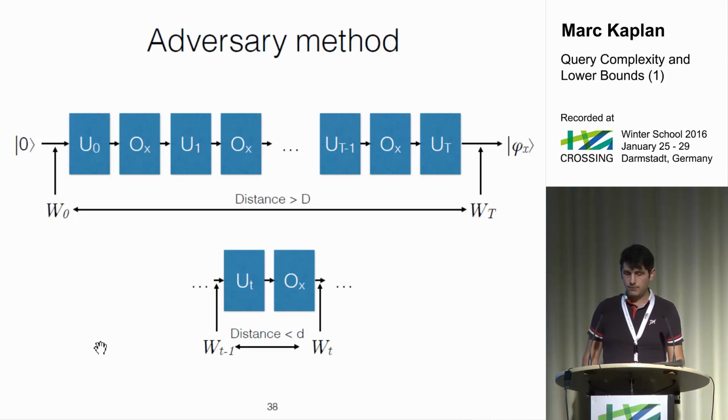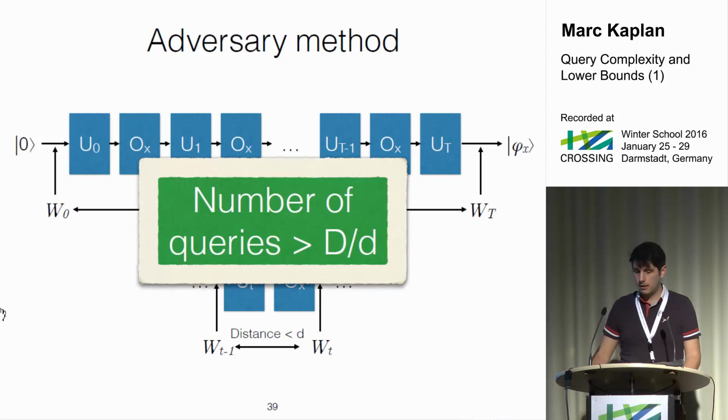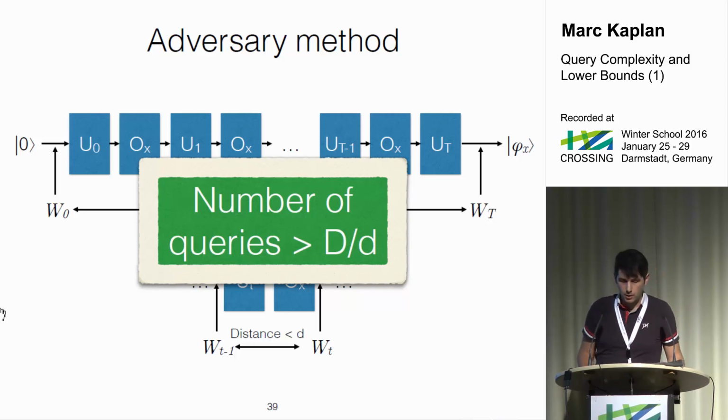On the other hand, if you look at just one step of the algorithm, which consists in applying this unitary and then calling the query oracle, you want to prove that the progress you make in each step of the algorithm is at most small d. And of course, if you have these two things, then the number of queries you have to make is at least capital D over small d.